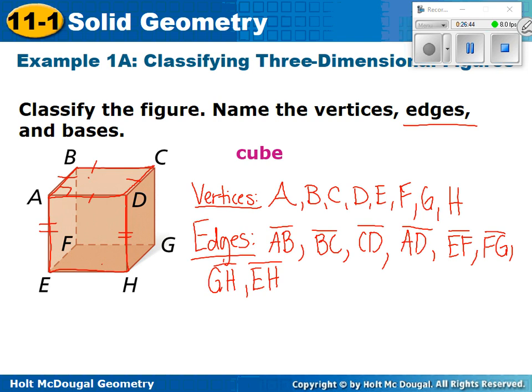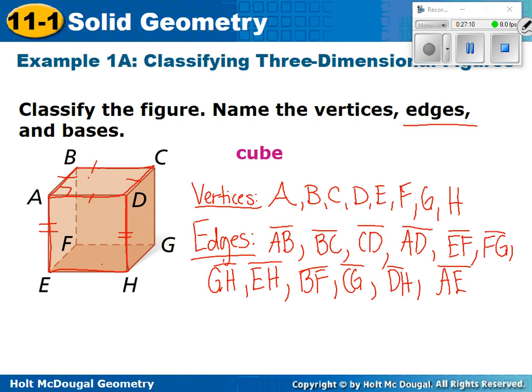Okay, the 4 vertical edges that go around the lateral faces. So let's name those. I heard BF, CG, DH, and AE. So kind of tedious listing all of those out. Again, make sure you tell me that these are the edges. Don't just write all these things down and not tell me which ones are vertices, which ones are edges.